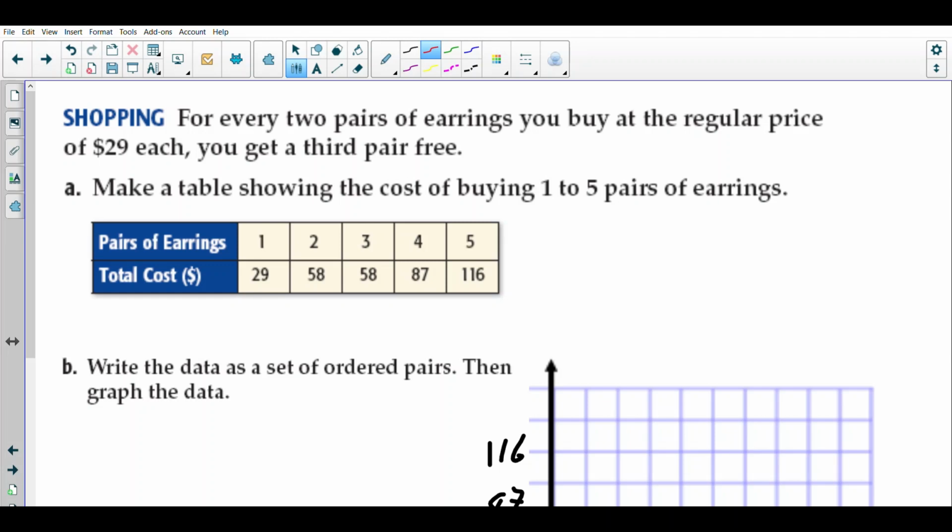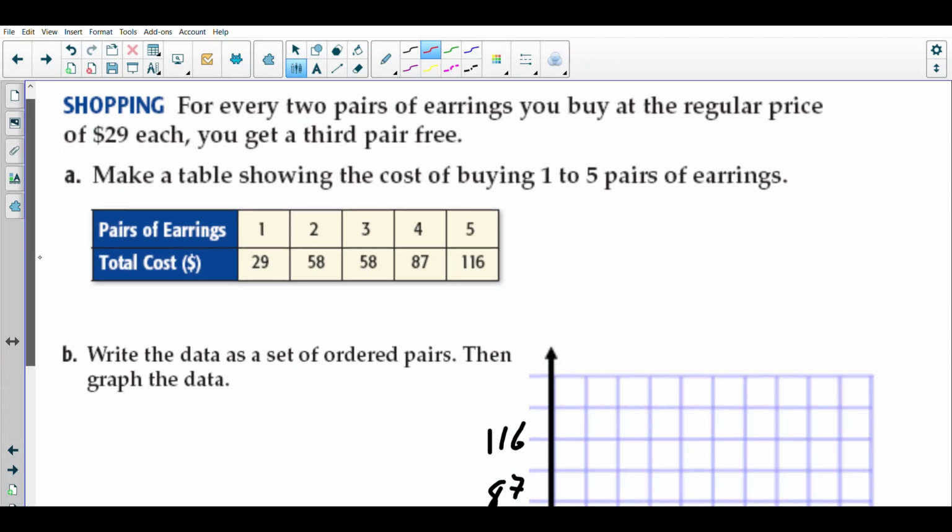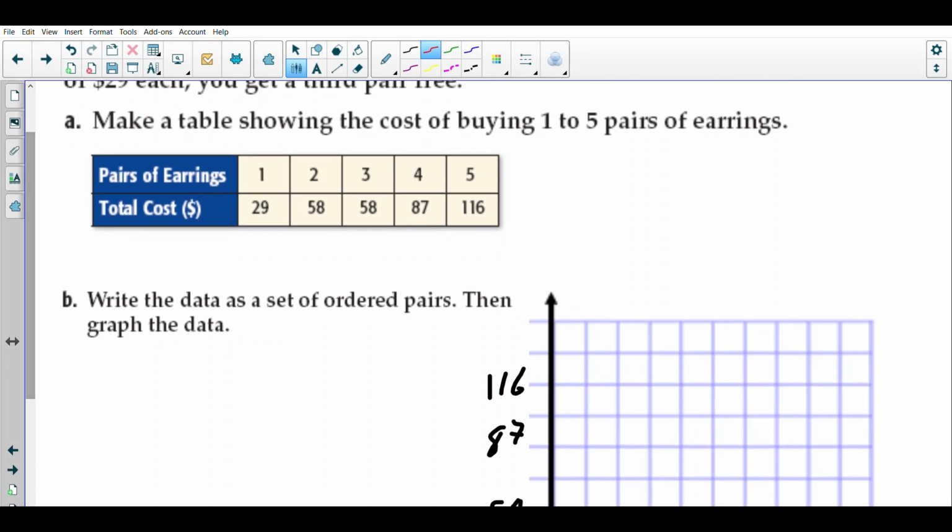Okay. For every 2 pairs of earrings you buy at the regular price of $29, you get a 3rd pair free. So I already got the table made for us. Notice, 1 is $29, 2 is $58, then the next one is $58 also, because it says the 3rd one is free. Okay, so then the 4th one is $87, the 5th one is $116, and we can make an assumption that the 6th one would also be $116.